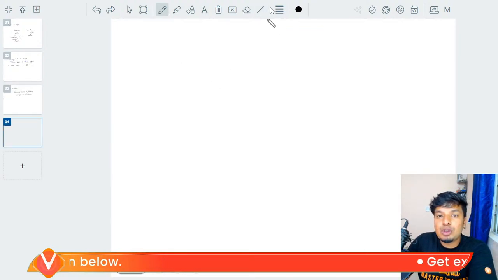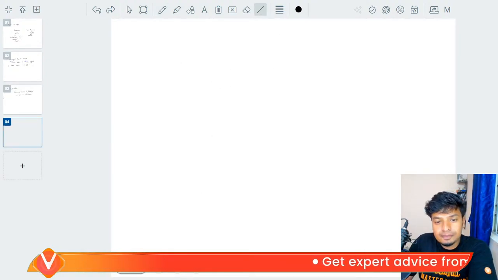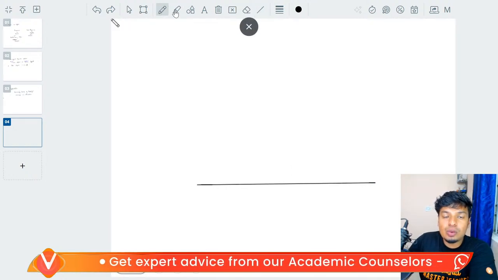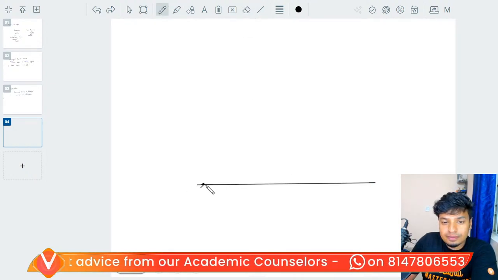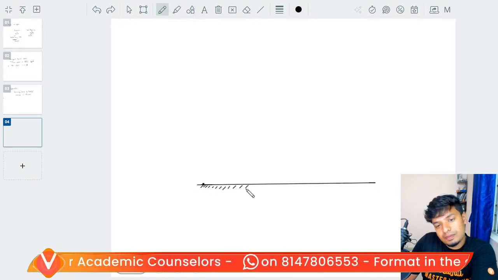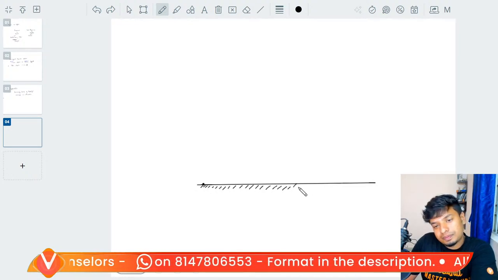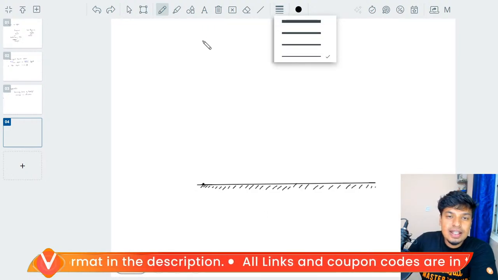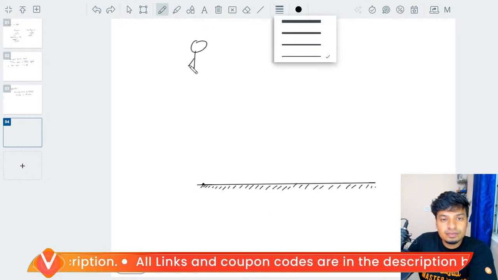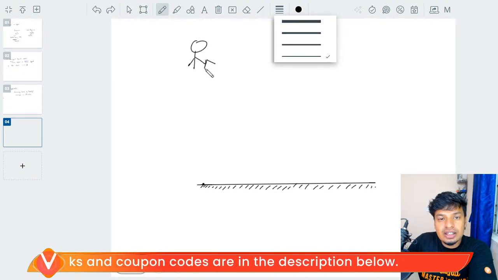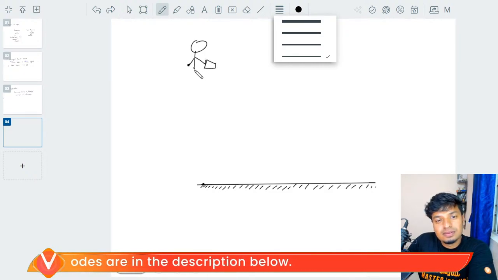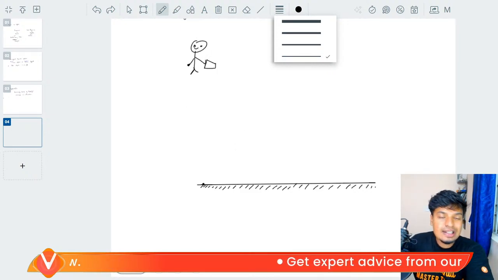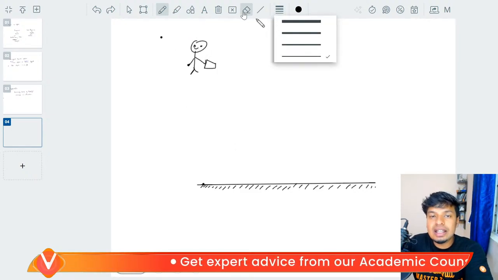Suppose, let's say we have a beautiful mirror. Let's take a mirror. This is our beautiful mirror. Mirror is always represented by shading one side, right? It has a shaded part on one side. Okay. Let us say Gudu is standing here. Gudu has a torch in his hand. Now he is shining the light, or he's pointing the light towards the mirror.